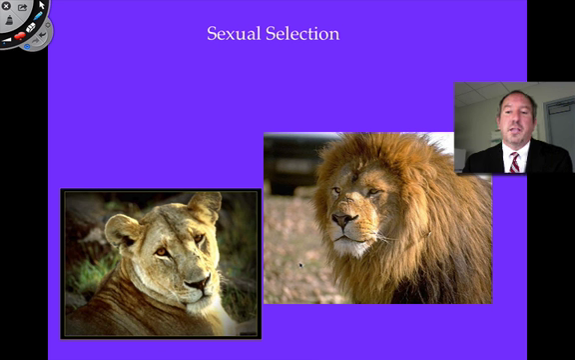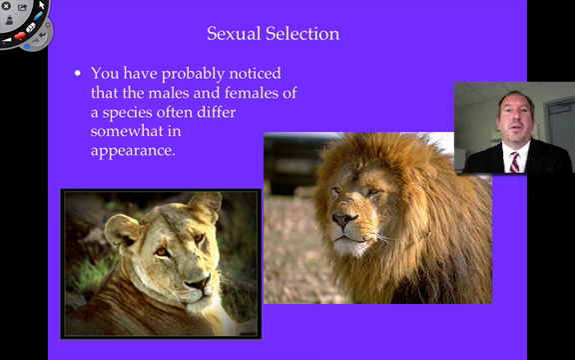Now, sexual meaning, can you tell just by looking at this picture which lion is the male lion and which is the female lion? I think you might be able to. The male is a little bit larger, it has the mane, that kind of thing. And so why is that? Why is there a difference in physical morphology between males and females? You ever wondered that? There's differences of appearance. This is called sexual selection.